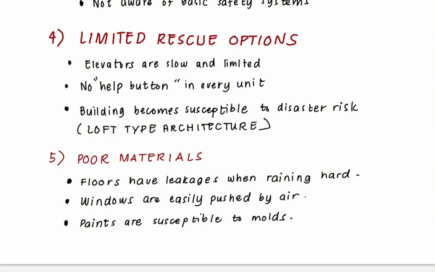So poor materials as well. Floors have leakage when raining hard, and windows are easily pushed by the air, and paints are susceptible to molds. So it's not just about the disaster. This is all about the materials used then. So this has impact on their health, on the health of our tenants.